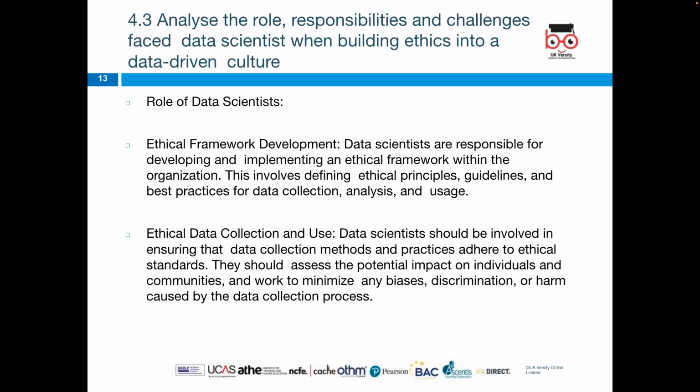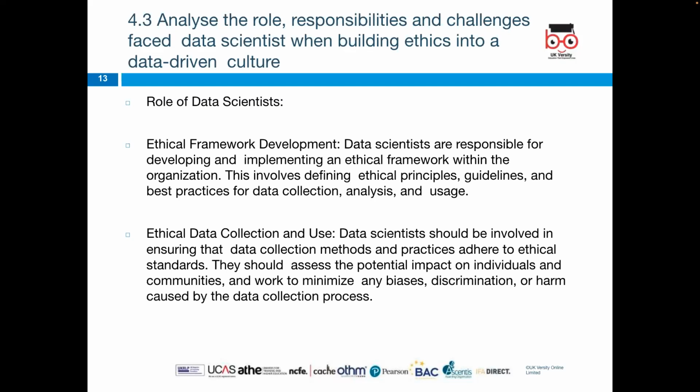Right here, we'll analyze the role, responsibilities, and challenges faced by data scientists when building ethics into a data-driven culture. So we have the role of data scientists. Ethical framework development is the first one. Data scientists are responsible for developing and implementing an ethical framework within the organization. This involves defining ethical principles, guidelines, and best practices for data collection, analysis, and usage.